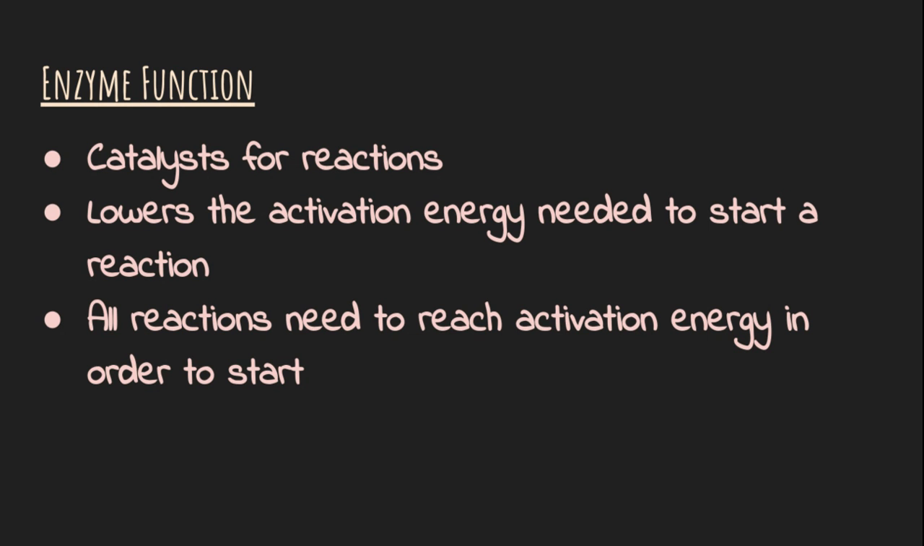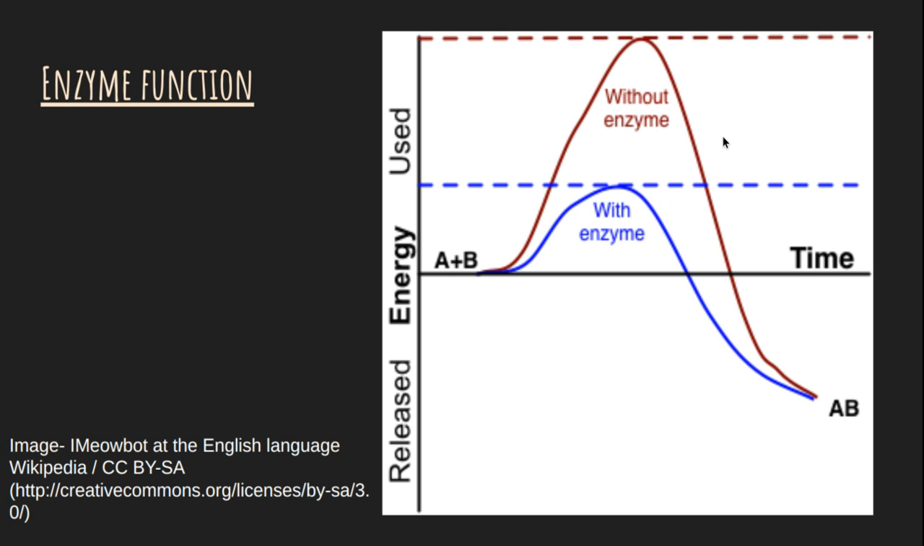So what an enzyme does, enzymes are what we call a catalyst for reactions. And what a catalyst does is that it lowers the activation energy needed to start a reaction. So activation energy is the level that a reaction needs to reach until it actually gets to start. All reactions need to reach this activation energy in order to start. And an enzyme, being a catalyst, helps lower that activation energy.